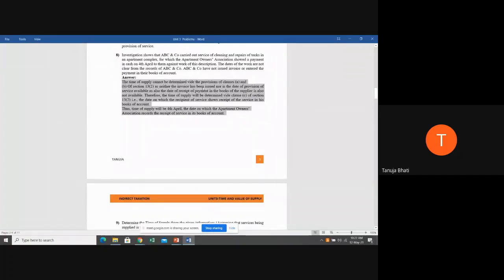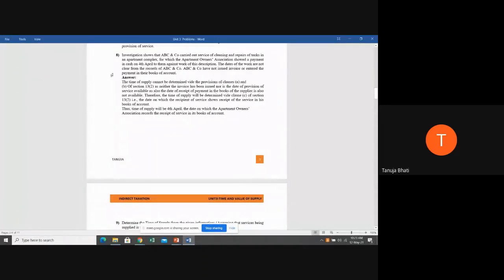So as neither the invoice has been issued nor the date of provision of service is available, and the date of receipt of payment in the books of the supplier is also not available, therefore the time of supply will be determined as per clause C of section 13 subsection 2. That is the date on which the recipient of service shows the receipt of service in the books of accounts. So thus time of supply will be 4th April, that is the date on which the apartment owner association records the receipt of service in the books of accounts.